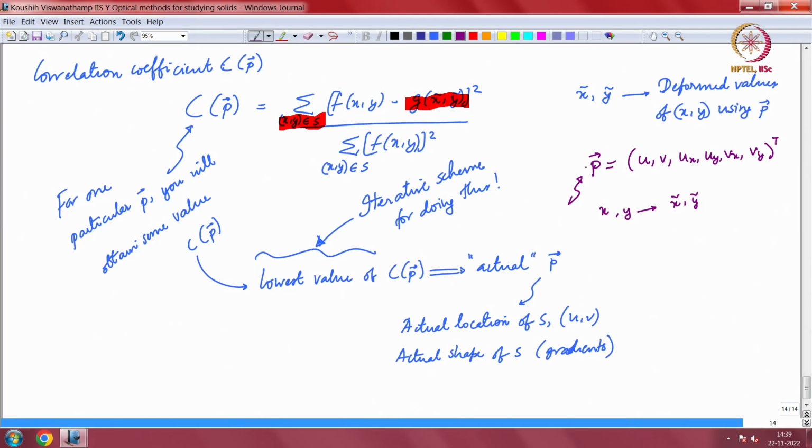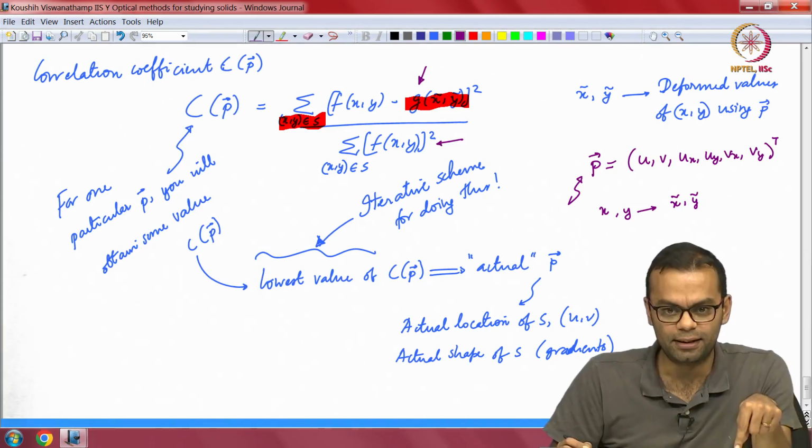Now the whole point is you do this, let us say for some arbitrary p, you could think of this being a 6 dimensional space for instance with axes u, v, ux, uy, etc., and pick various values or 6 tuples for this vector p, add it to x comma y and get x tilde y tilde, and then find out this difference, and square it and divide by f. This is again just done for normalization, it does not really matter usually, and then you find a c. So for one particular value of p bar you get a c.